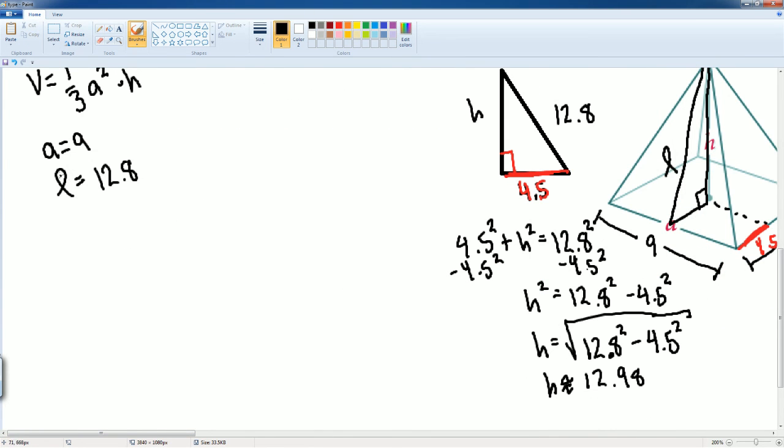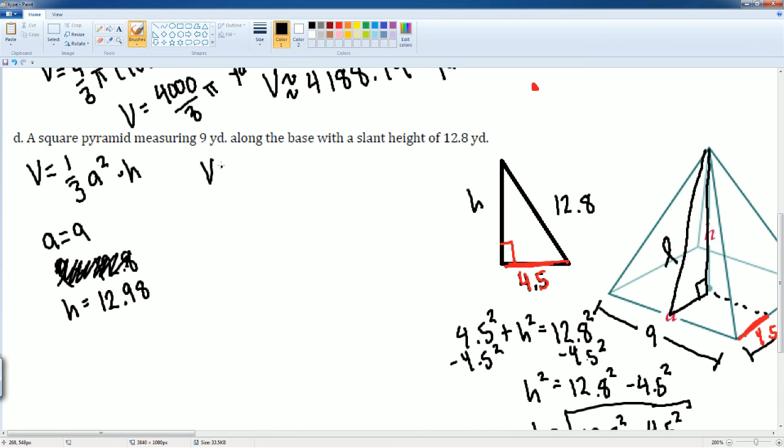So we don't care about the slant height here. We care about the regular height. So height is equal to 12.98. Okay. So plug into the volume equation. 1/3 times 9 squared times the height, 12.98. Now you can get the answer. 1/3 times 9 squared times 12.98. The volume here is 350.46, and the units here are yards cubed. Okay, so there you go.